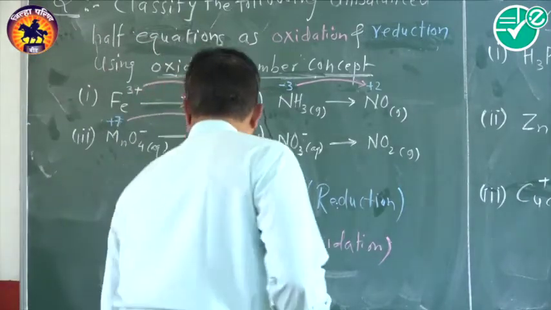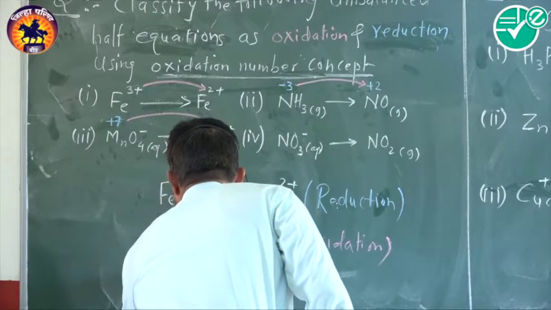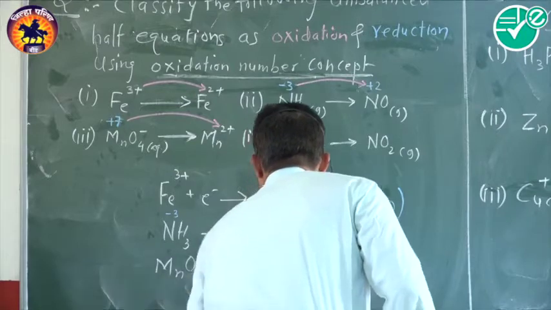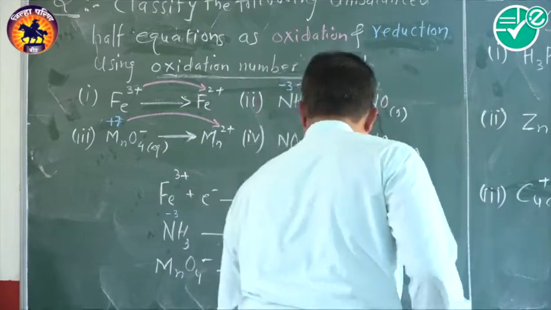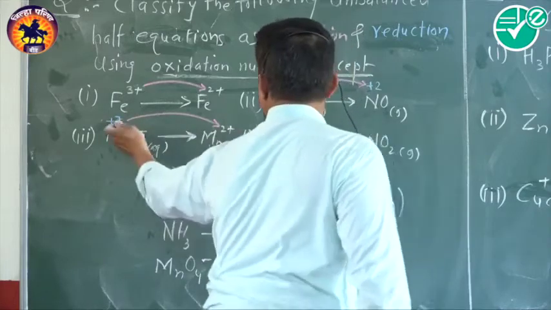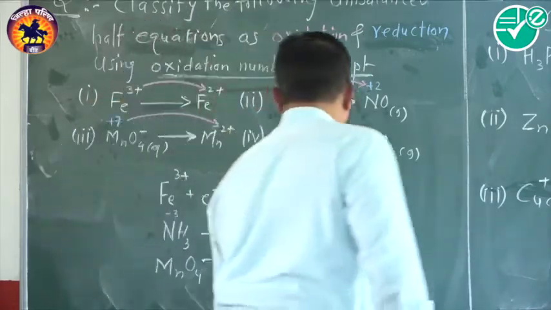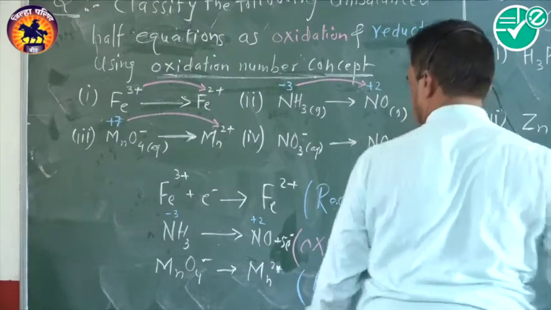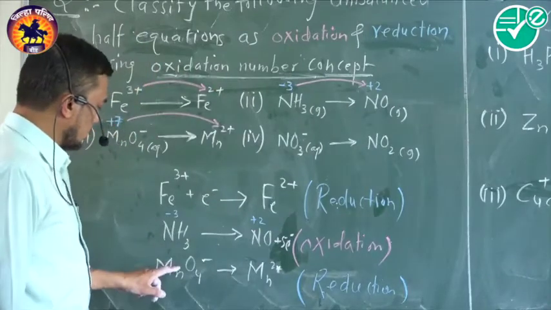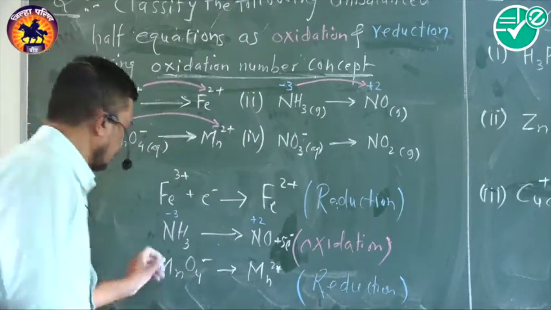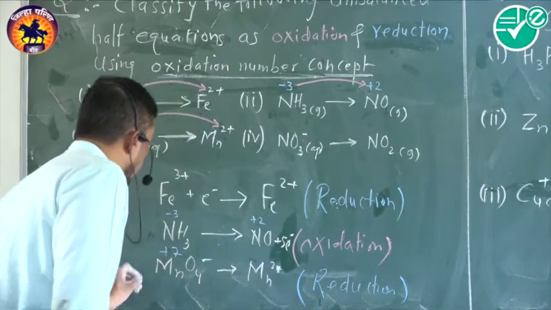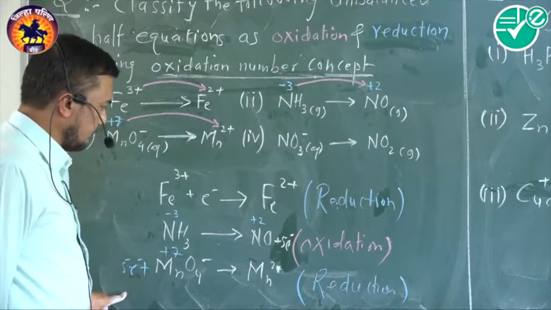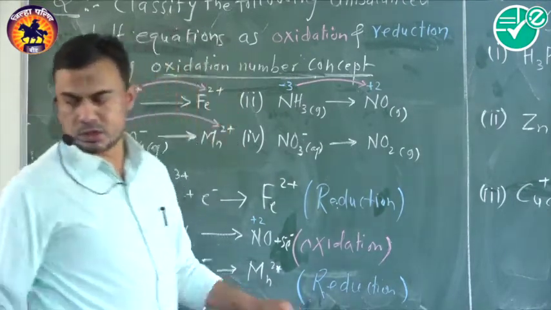So we'll write here MnO4- to Mn2+. In this case the oxidation state changes, therefore it is called a reduction process. How much does it get reduced? From +7 to +2 means 5 electrons are added, so 5 electrons are gained. Therefore, the reaction is a reduction reaction.